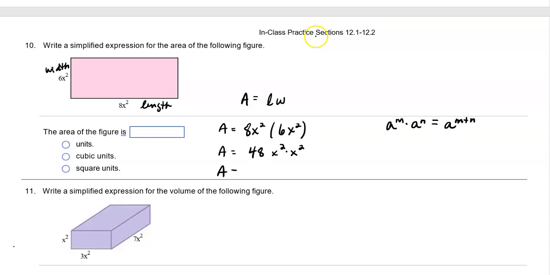So this would leave us with 48x, and adding our exponents, 2 plus 2, that will leave us with x to the 4th. So 48x to the 4th is the answer, and that is in square units.